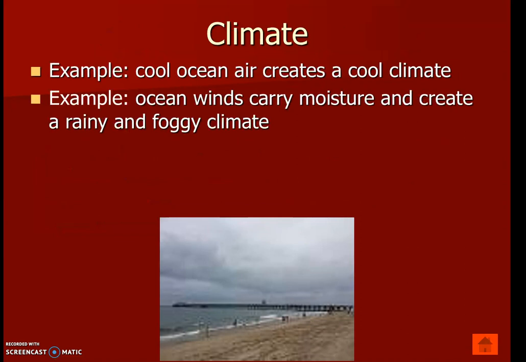So some examples of climate are, if you're next to a cool ocean breeze, you're going to have a cool climate, like those maritime polar air masses. A lot of times, another example would be places next to the ocean carry moisture and create a rainy, foggy climate. An example of this would be Seattle, Washington. Those ocean winds carry moisture and create that rainy, foggy climate that Seattle knows.